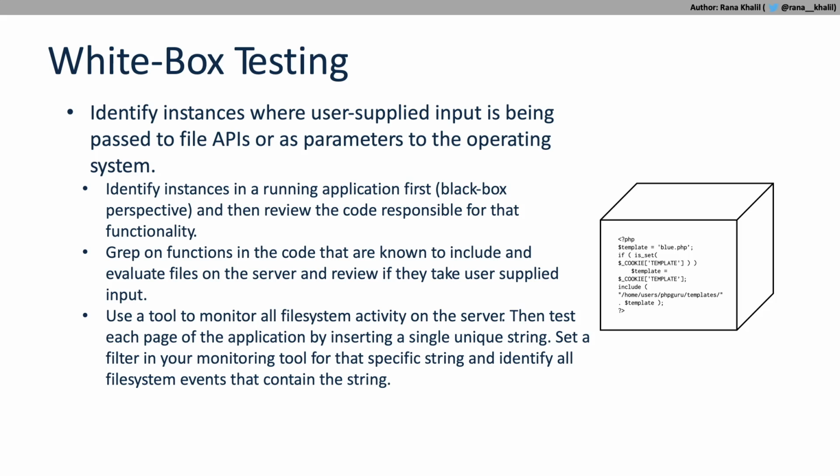The third option is if you have local access to the application. What you could do is use a tool to monitor all file system activity on the server. So test every page from a black box perspective by inserting a single unique string in each parameter at a time, and then filter your file system monitoring tool to identify all file system events that contain that specific unique string. If you see any events, then for sure the application is interacting with the file system, and so you test the application or you review the code to see if it's vulnerable to path traversal.